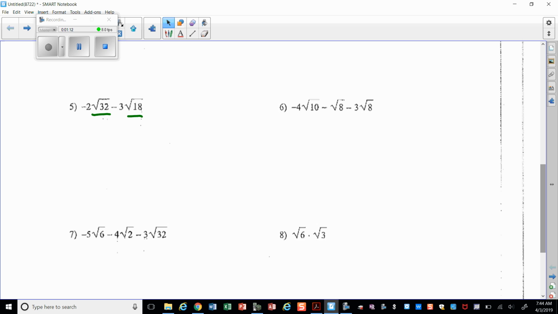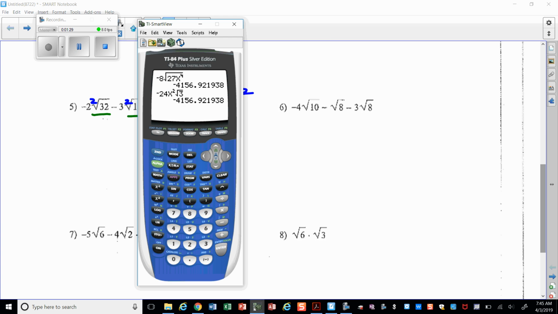And now this I can do with a shortcut on my calculator. I'm going to go to y equals, and since there's no variables, I'm going to do 32 divided by x squared, because remember that's really a square root. So go on your calculator, go to y equals, and do 32 divided by x squared. And we've done this before.